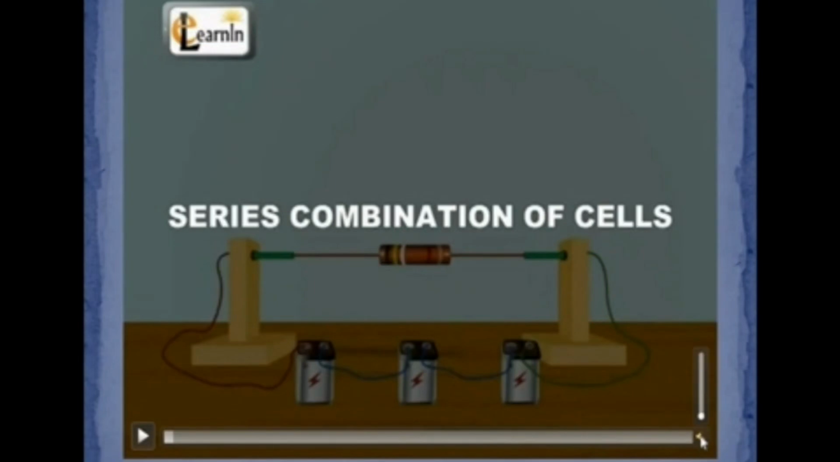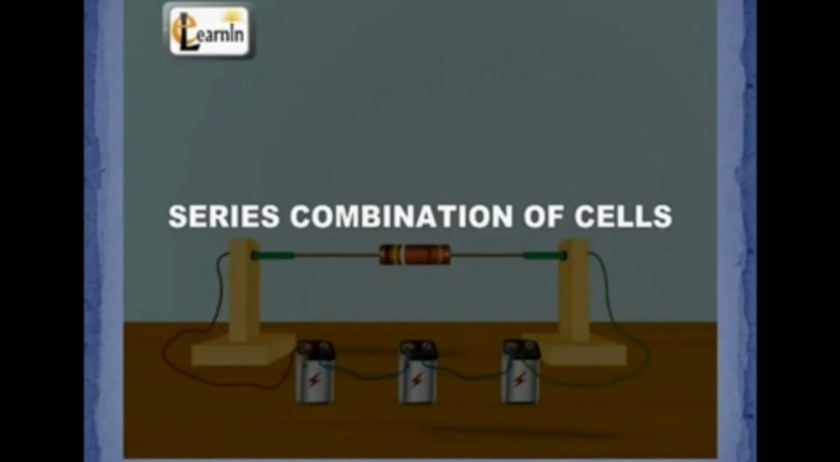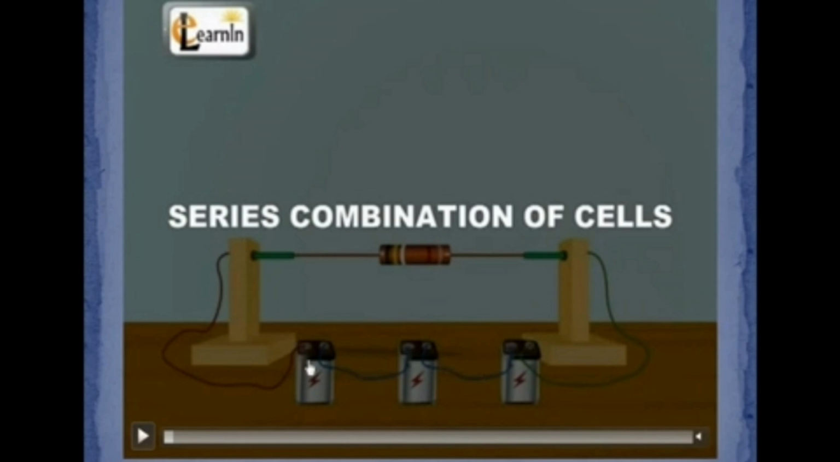Cells are connected in series. Series combination means, so this is a battery. The battery's positive terminal is connected to one end, the negative terminal is connected to the positive, then positive to negative, then negative to negative. So these cells are connected in series connection.